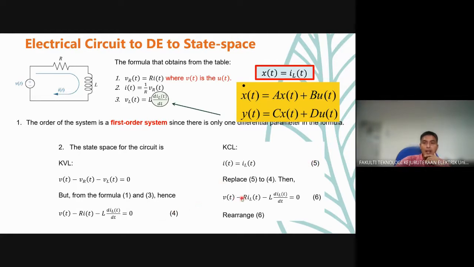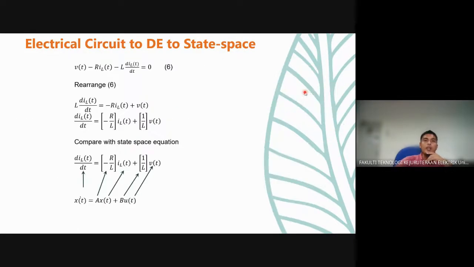Now you can get Vt minus R ILT minus L dILT over dt equal to 0. So you can see that all the terms are the current in the inductor, IL. After we have this kind of standard form, we need to rearrange equation number 6 into the state space form. How we want to do it, I will explain to you.